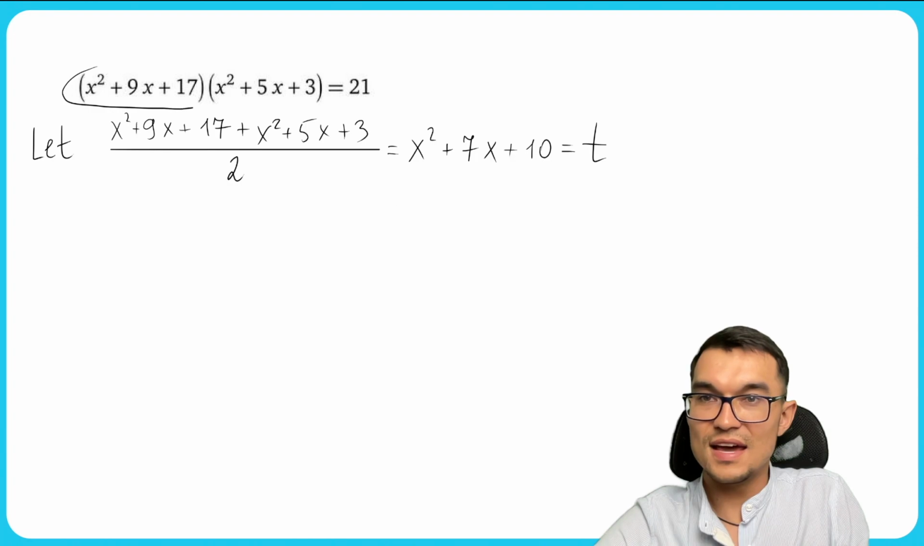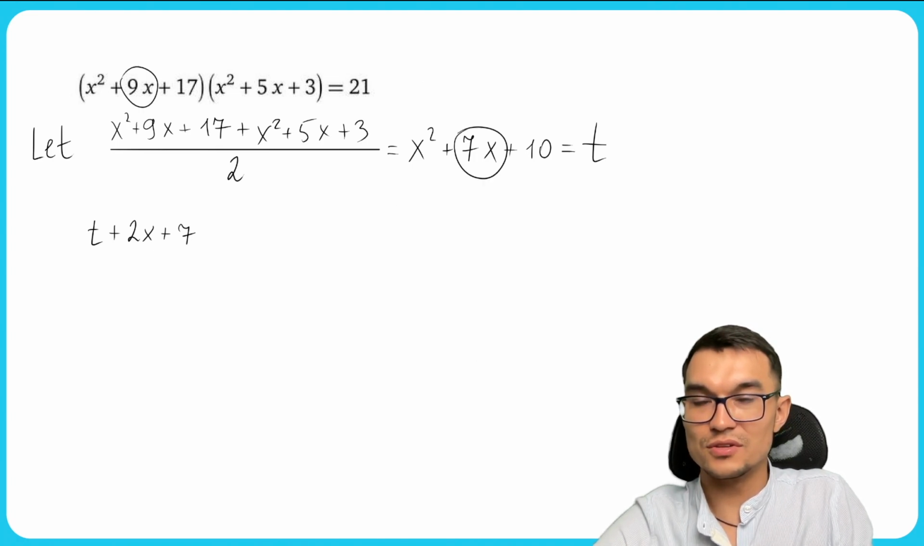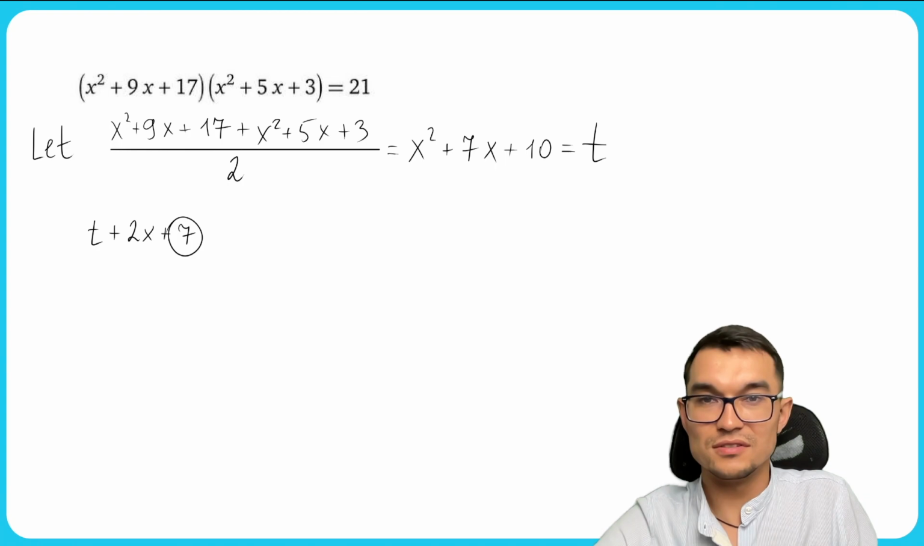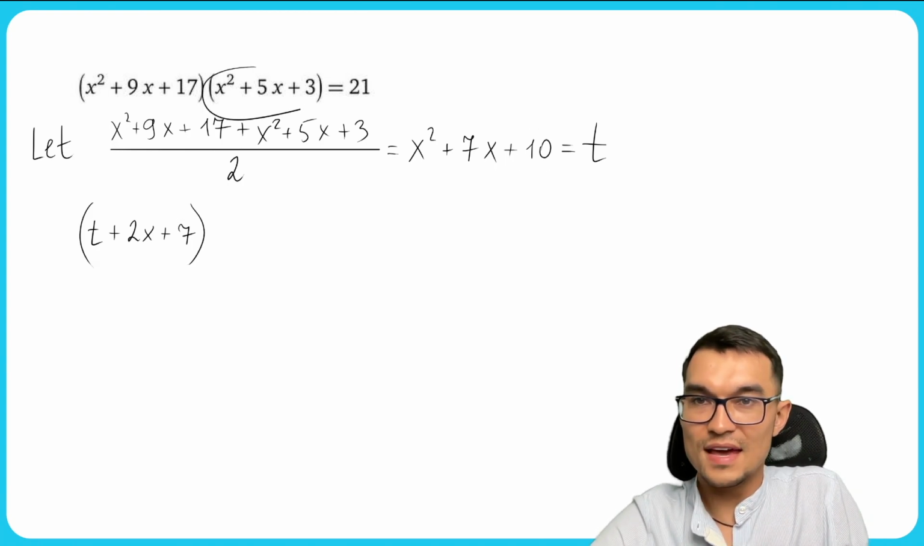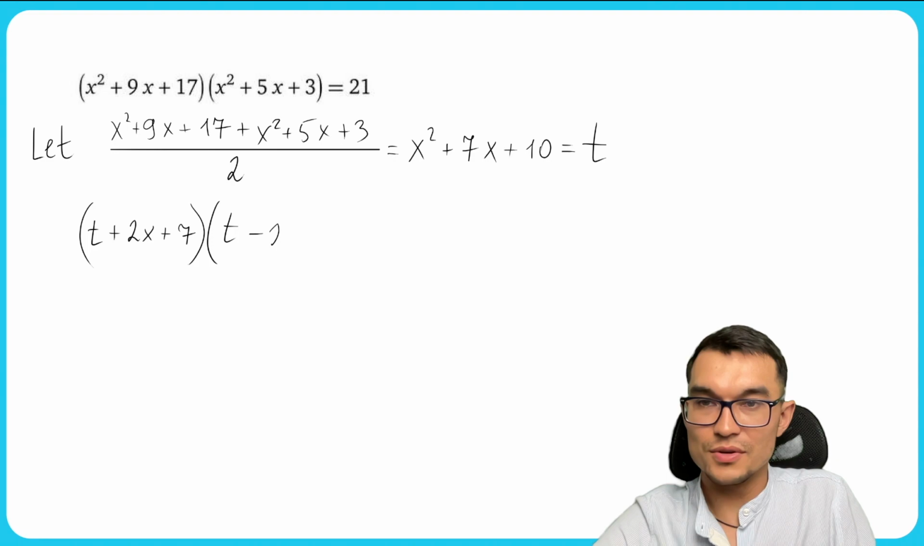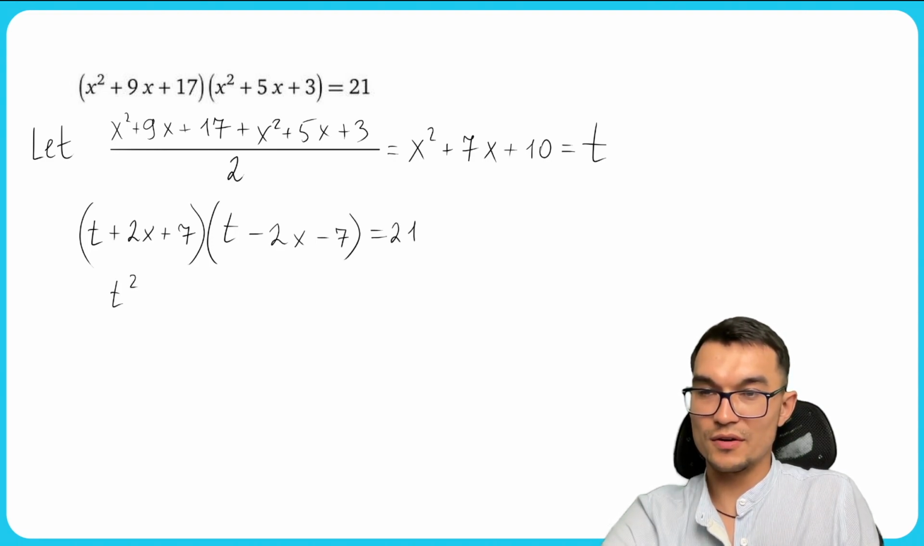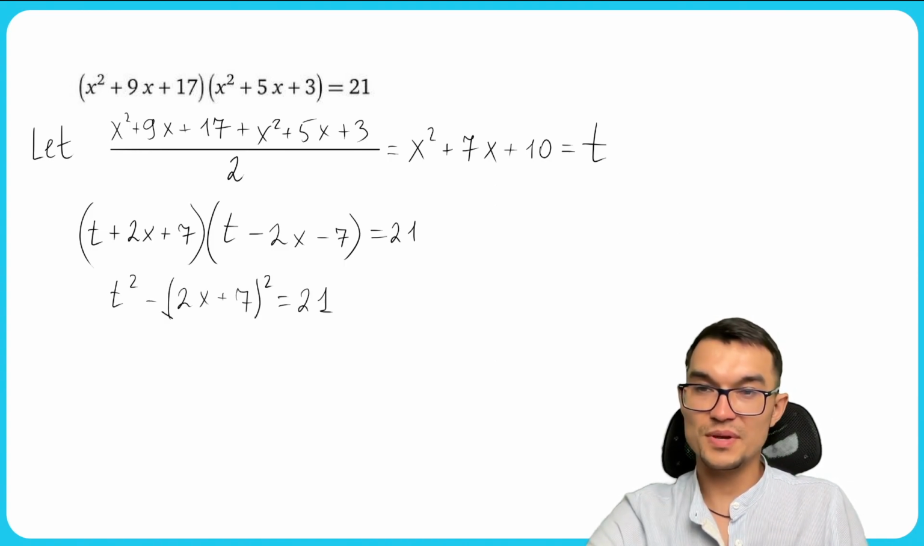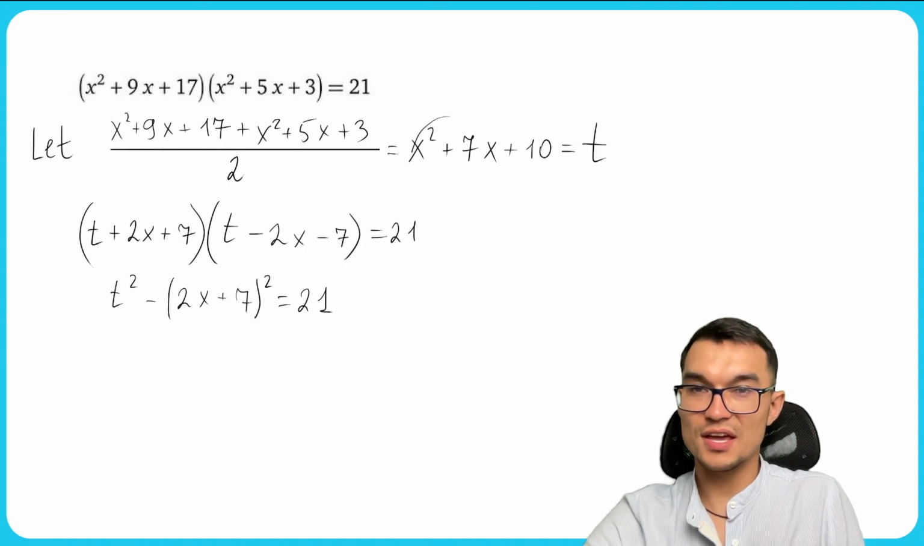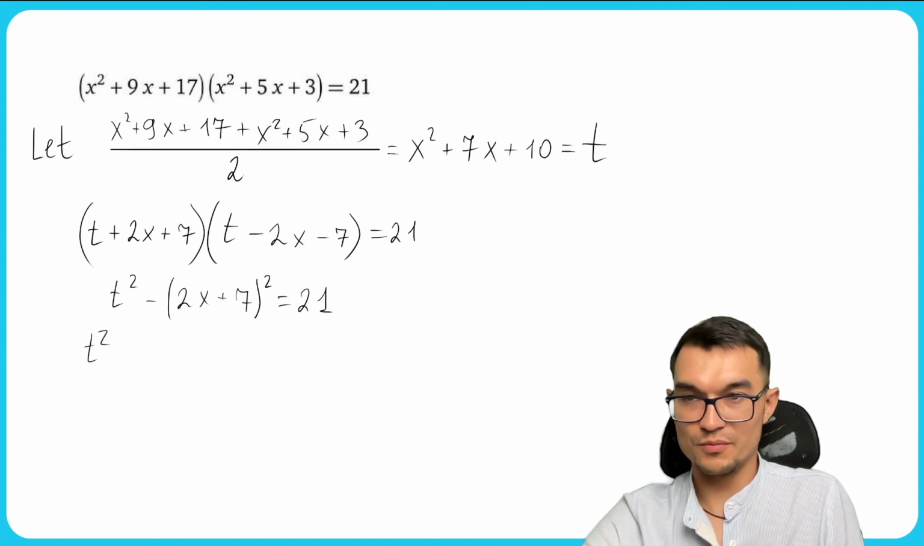Now we can see that the first trinomial is t plus 2x plus 7, because we need to add 2x to 7x to get 9x, and we need to add 7 to 10 to have 17. And the other trinomial is t minus 2x minus 7. It all equals 21. So the left-hand side is t squared minus (2x plus 7) squared, which is equal to 21. And if we now expand these parentheses, then we will actually have t again. Let me show you. t squared minus 4x squared plus 28x plus 49 equals 21.